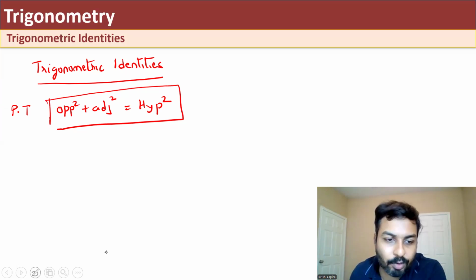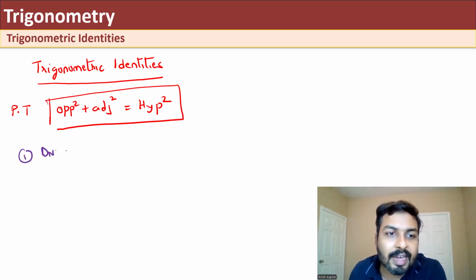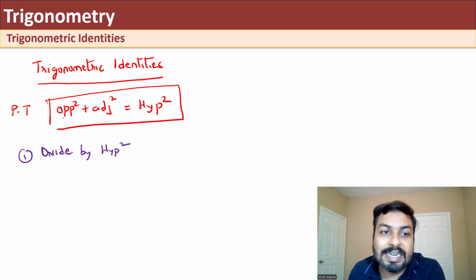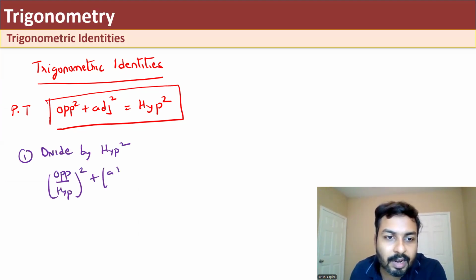Now, like I said, I'm going to do three things here. The first thing that I'm going to do is divide this entire Pythagoras theorem by hypotenuse square. What will I get if I divide the entire Pythagoras theorem by hypotenuse square? I'll get opposite by hypotenuse square plus adjacent by hypotenuse square equal to hypotenuse by hypotenuse square.